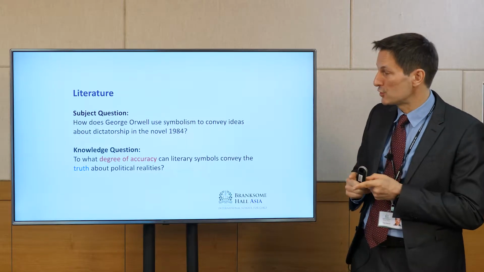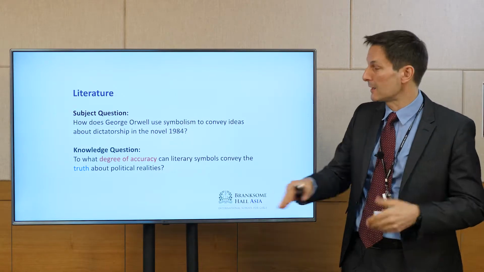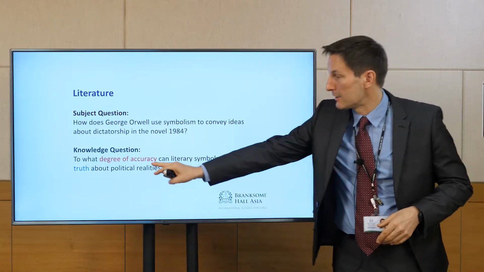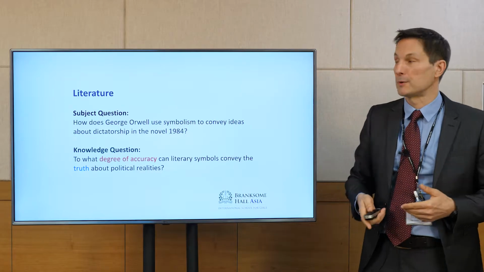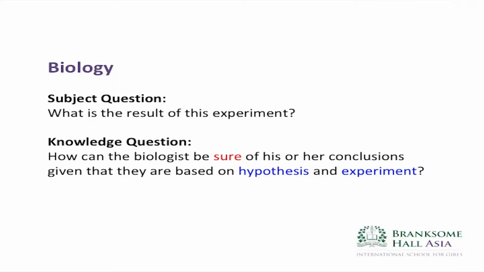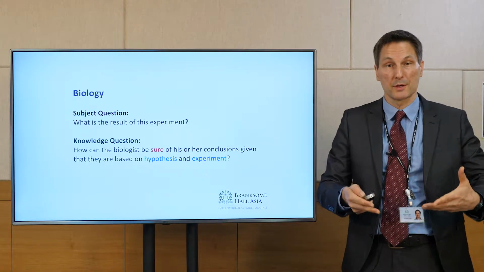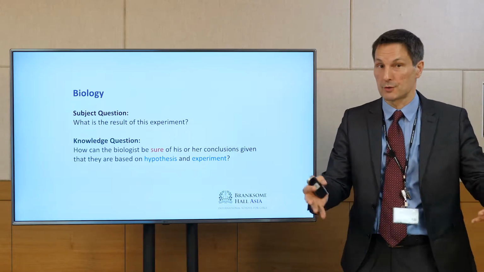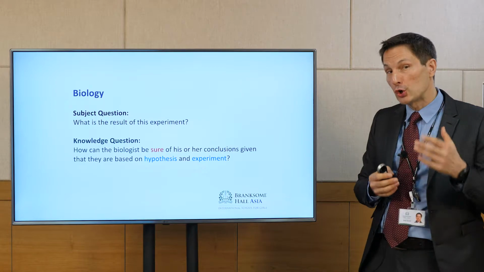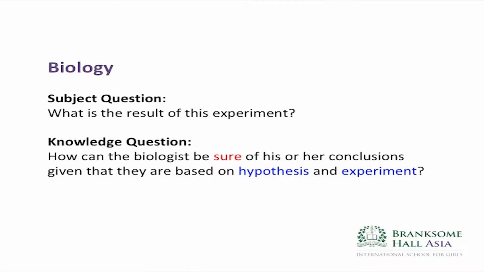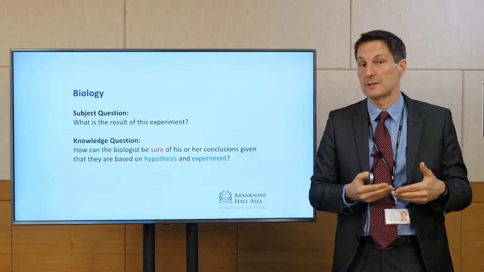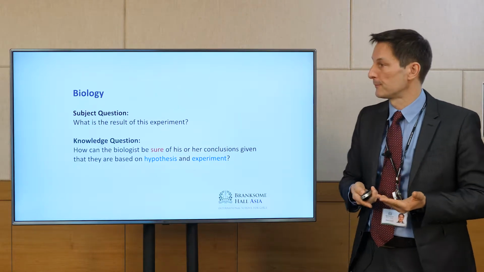So again, it's a question that's about things like accuracy and truth in relation to the topic. Here's another example from biology. A subject question would be, what is the result of this experiment that the students have just completed? But a good knowledge question would be, how can the biologist be sure of his or her conclusions given that they're based on hypothesis and experiment? So again, it's a question about certainty.